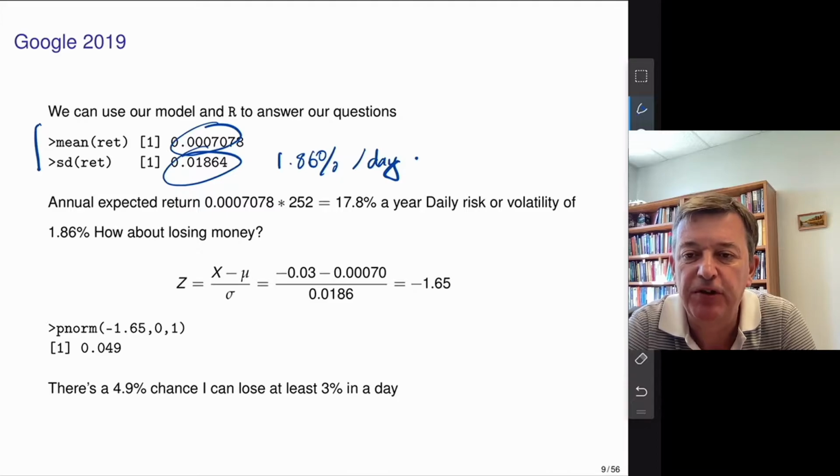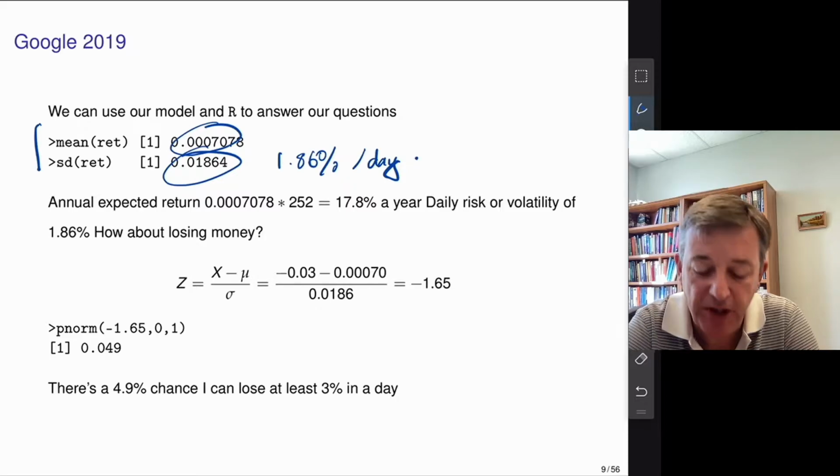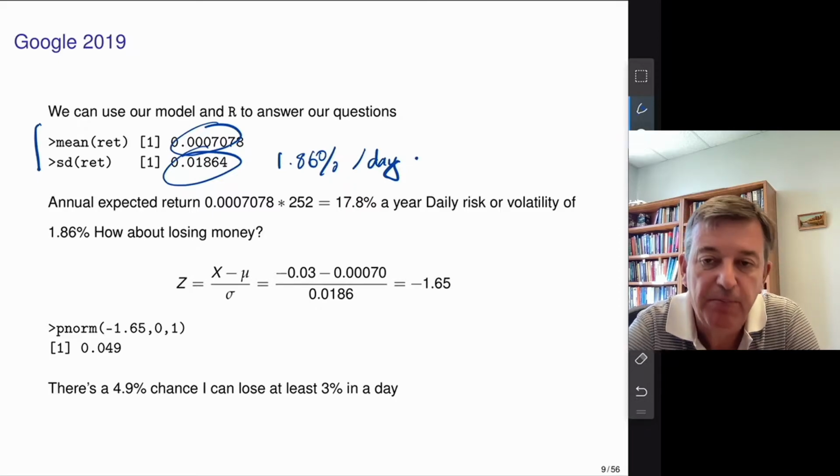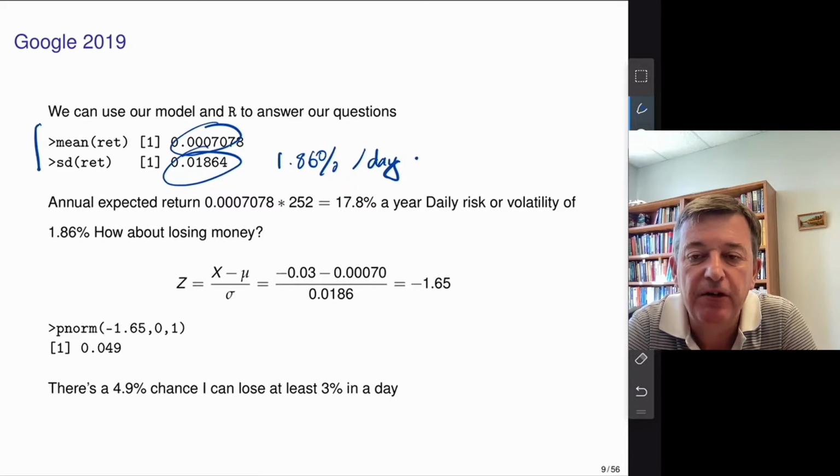And remember your statistical rule, 95% of the time the random variable will lie between x bar plus or minus 1.96 standard deviations either side, and essentially a 2 standard deviation band would be about 3.7%. So you shouldn't be surprised if Google moved up 3.7% a day or down 3.7% a day.